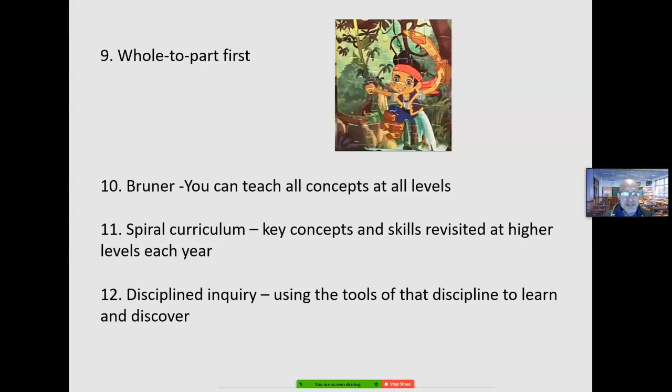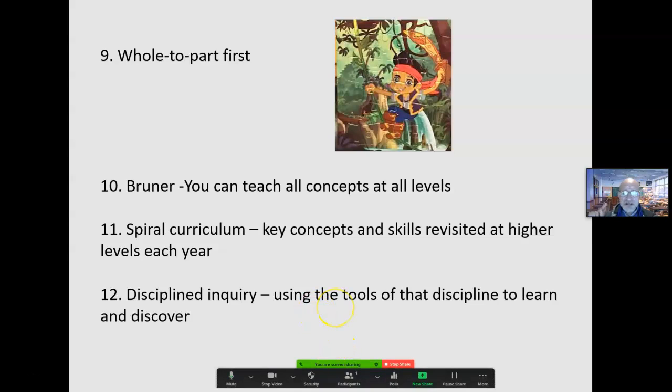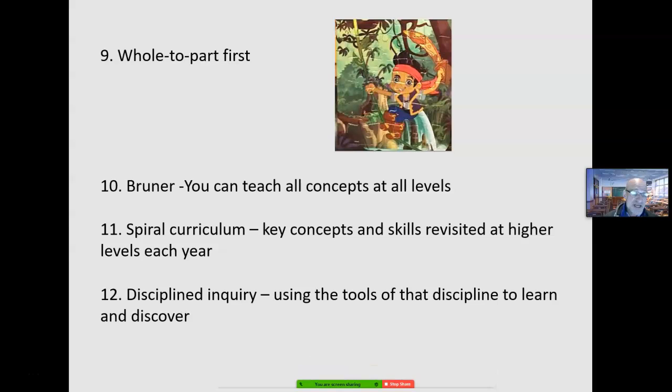He's also known for disciplined inquiry, using the tools of that discipline to learn and discover. To teach geology, I had my first graders acting like geologists, out looking for rocks, putting rocks into groups. Have your students using the tools of that discipline to find out about math or about science or about reading, about ed psych with my undergrads. I have them out doing ed psych things, out observing, out asking questions, out surveying. The tools of that discipline.